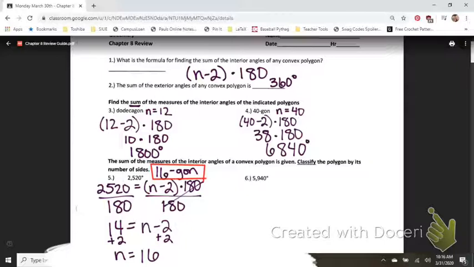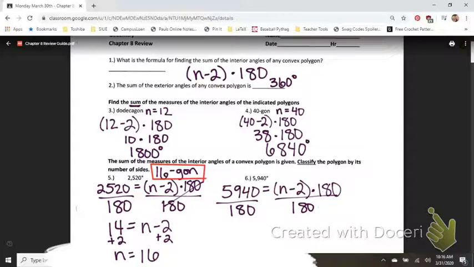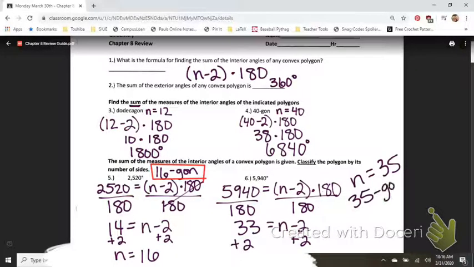Okay. Next one. Same setup. 5,940 equals n minus 2 times 180. Divide both sides by 180. This time we get 33 is equal to n minus 2. We still have to add 2 to both sides. So here n would be equal to 35, or we would have a 35gon.